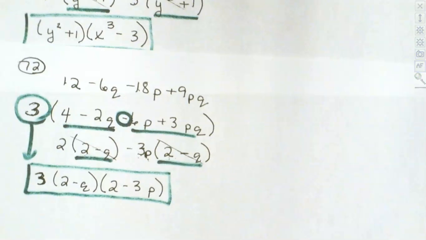Let's look at one more of these, and then we'll move on and look at 5.2, which builds upon factor by grouping.